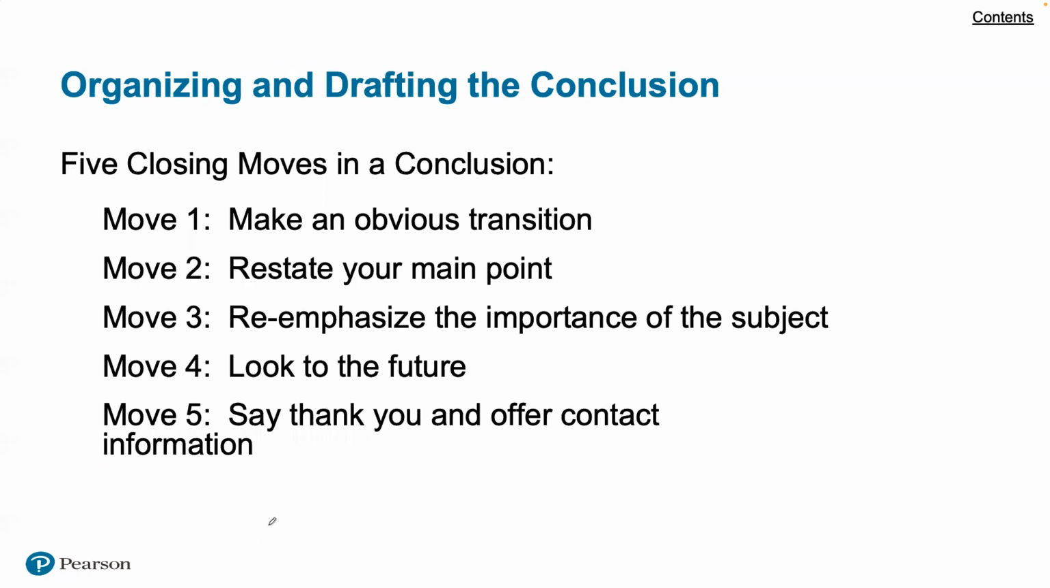So we talked about the introduction, we talked about the body, now we're talking about the conclusion. So we have the 5 things related to what we want to capture there. First, make an obvious transition. So, in conclusion, as a result, here are observations. You have a way that you're making it clear that you're getting to the conclusion. You restate your main points, so what you had in the beginning, and you re-emphasize the importance of the subject. Finally, you then look to the future, number 4, and then finally say thank you and offer contact information.